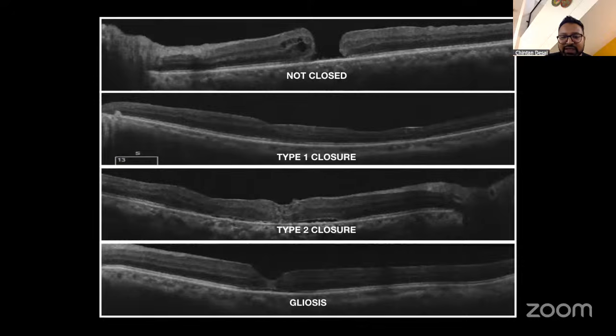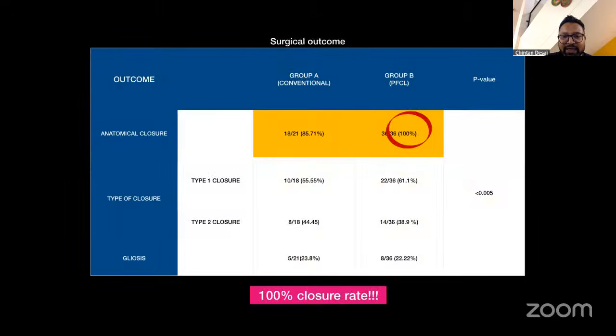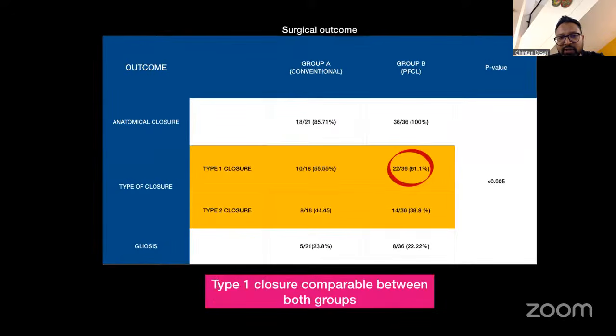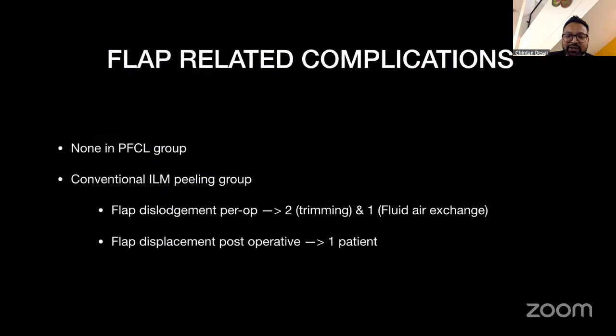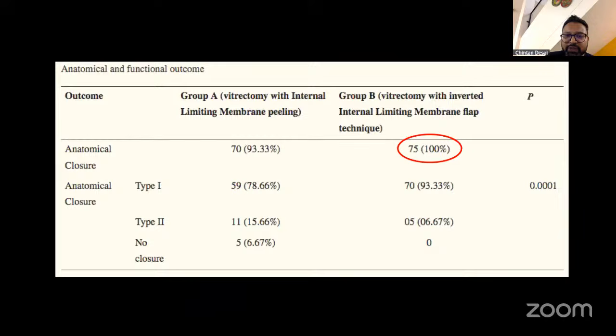So these are the types of closures that we found, and as you can see here, group B, which is the PFCL group, all 36 out of 36 holes between 2020 to 2023 closed. We had a 100% closure rate, no flap related complications, and the type of closure and gliosis in both the groups were comparable, showing that PFCL did not really cause any significant gliosis. Like I said, there were no flap related complications.